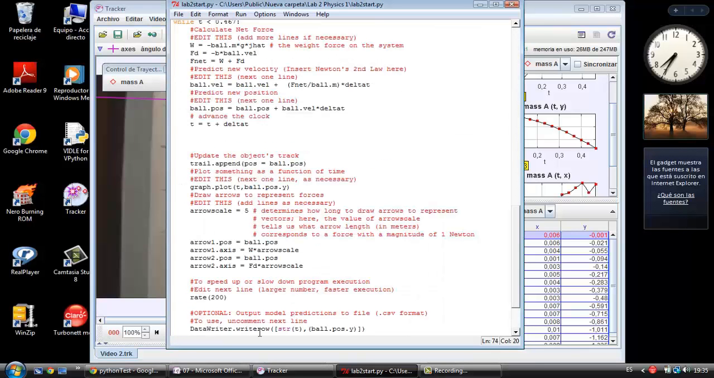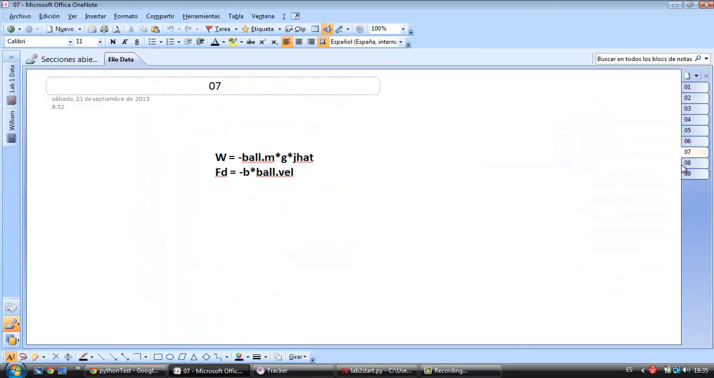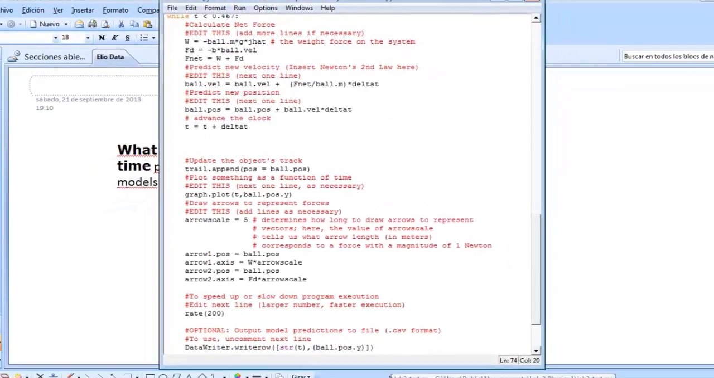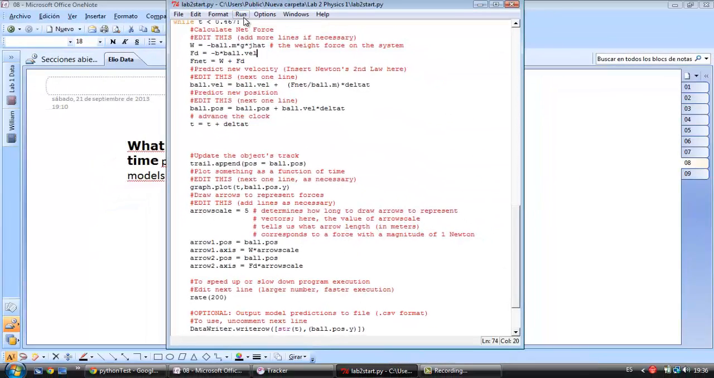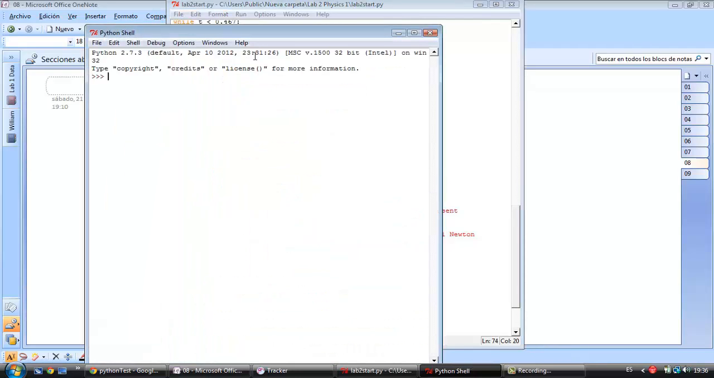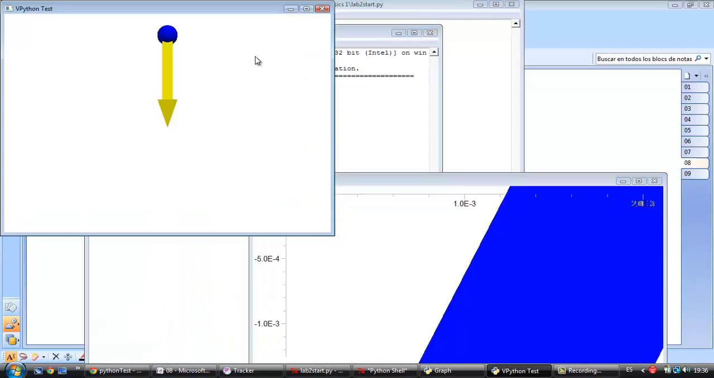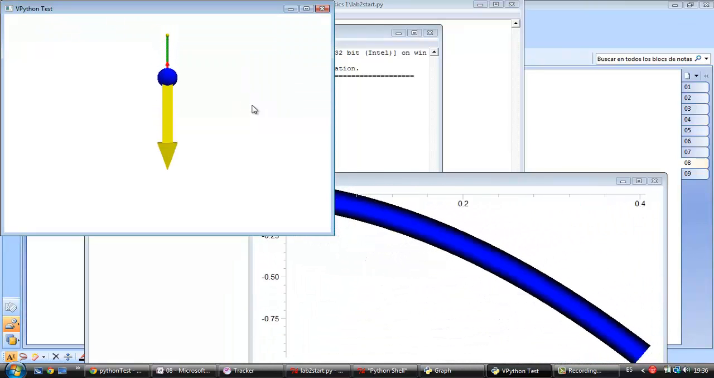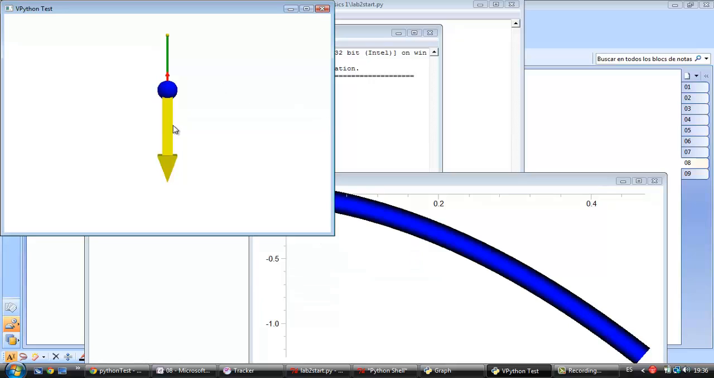Well, having all this, there are two questions we have to answer. The first question is: examine the velocity versus time predicted by your models with and without drag. Which models, if any, predict a terminal velocity? Discuss briefly. The one that predicts a terminal velocity is the one I did right now, the one with drag force. I will show you again. Look, this is the one that has a terminal velocity. You may be asking why. That's because it has weight and it has drag force.